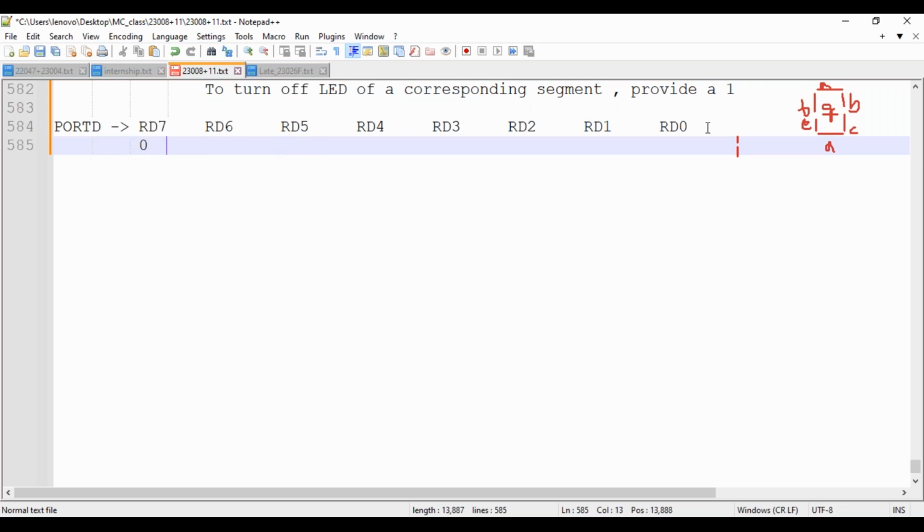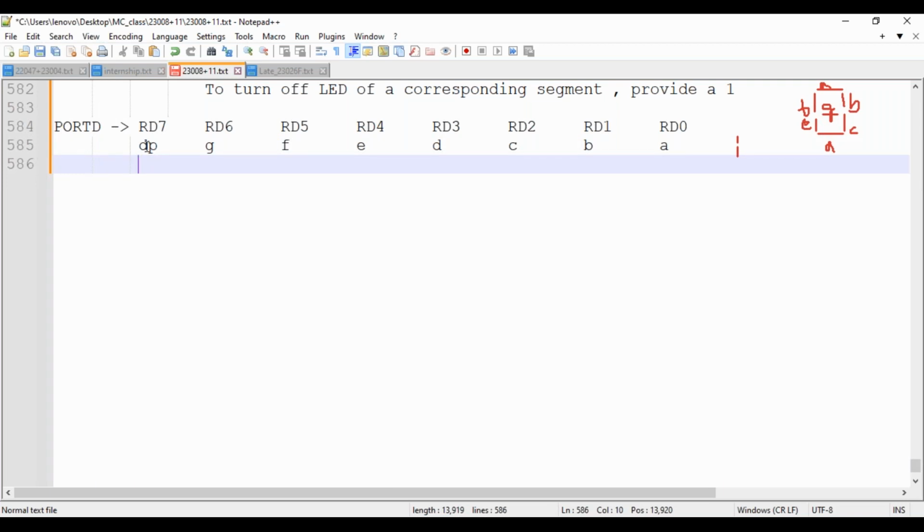Okay. So I also have to make a note of which pins A, B, C, D are connected to. So this is DP. This is G. This is F. This is E. This is D, C, then B, A. Now, to have 1 displayed, what should I write? DP with 0, G 0, F 0, E 0, D 0. B has to be 1, C has to be 1.